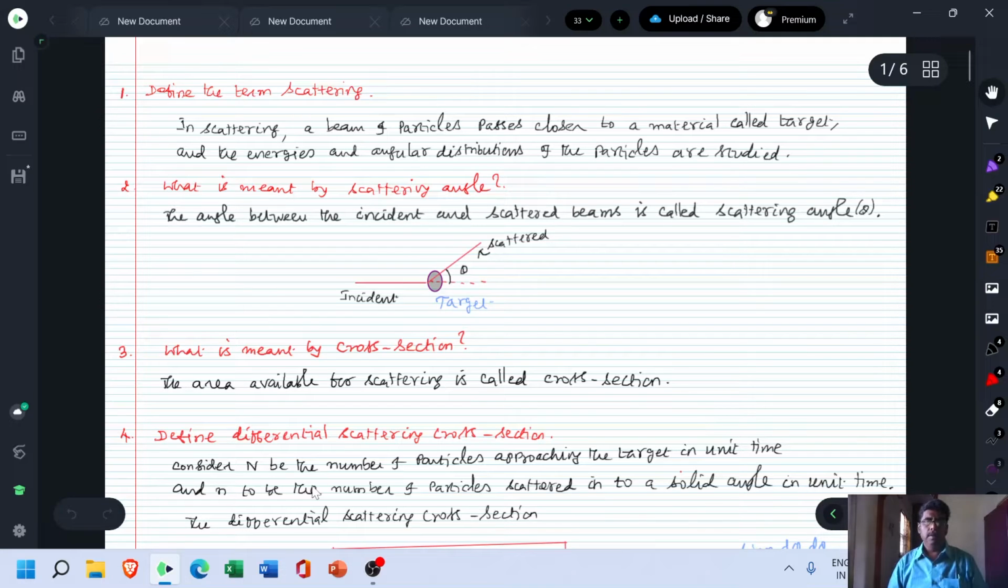Here are a few questions from the paper Quantum Mechanics. All are part A questions. First question is, define the term scattering.